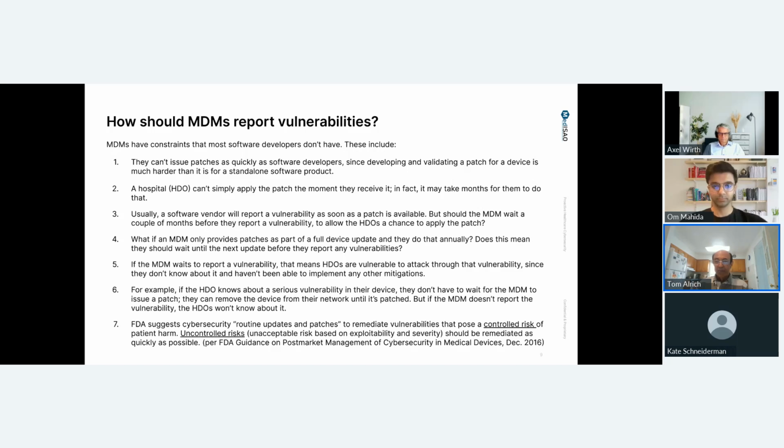So they put things off for months, and therefore you don't want to announce a vulnerability right away, because most of your hospitals won't have applied the patch. So that's a concern.